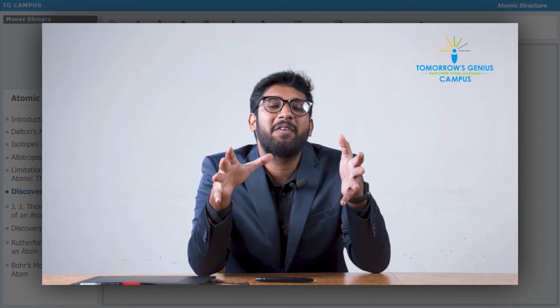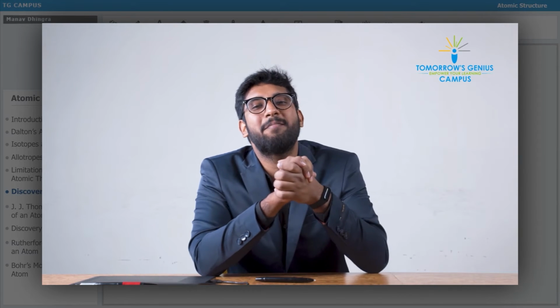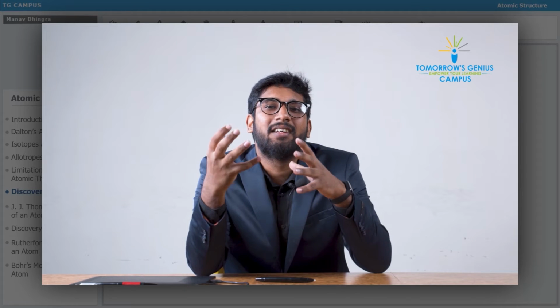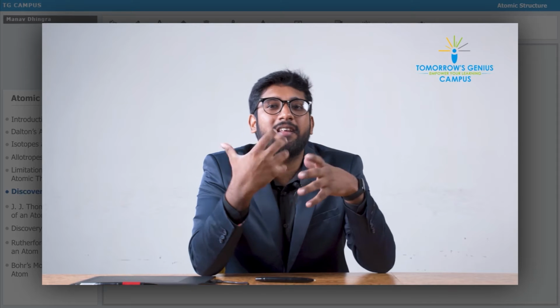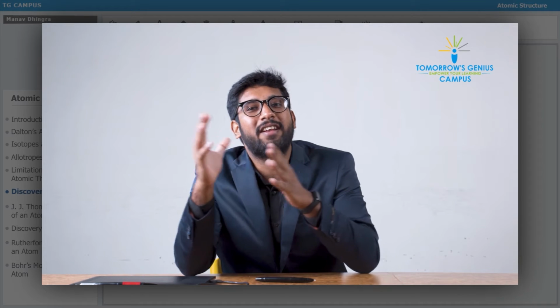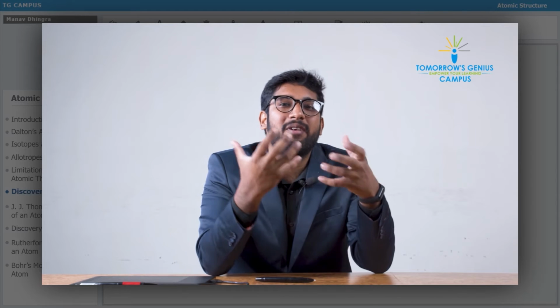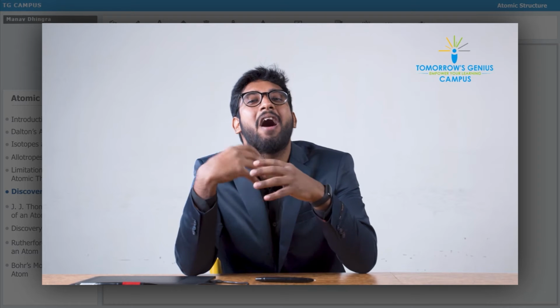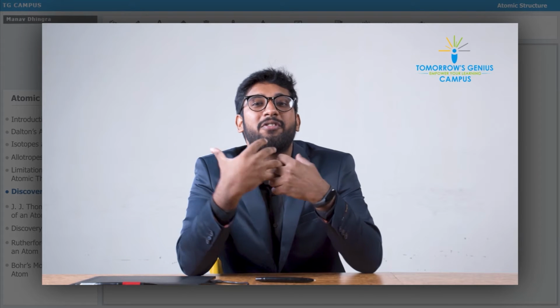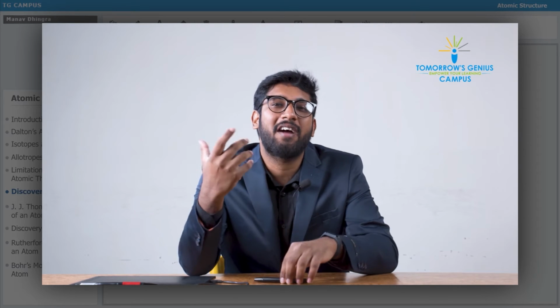Because till then everyone was thinking John Dalton is correct and the atom is the fundamental particle. But he said that no, there is another particle in existence, and he named it electron, and we'll study the same thing in this discovery of electron. How was the experimental setup, what were the observations, and how did J.J. Thomson reach that conclusion, the new particle known as electron. So let's start with it.